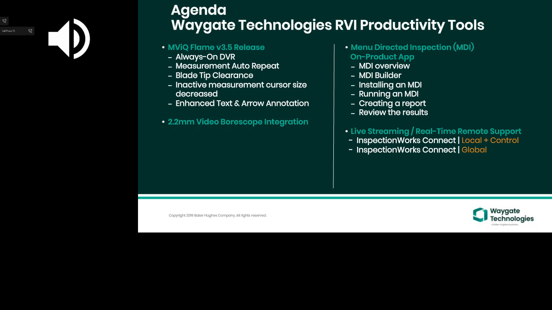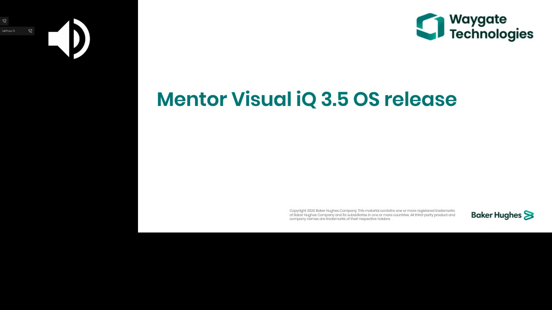And what happens almost every time, after every inspection, people are doing something with the data. Menu Directed Inspection is a platform that I'll talk to you about, and how you capture and annotate and archive the data for use later. And then also want to talk to you about connectivity and how to stream live information to a remote support person anywhere in the world, or have complete command control and display of your VideoProbe from an iOS device. So first, let's talk about some things you'll find in this 3.5 operating system.